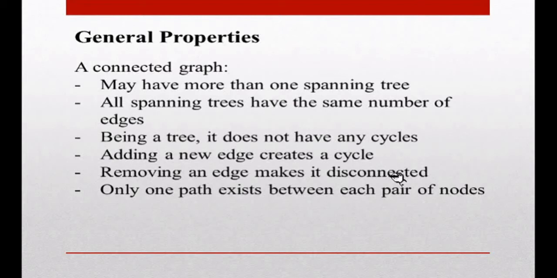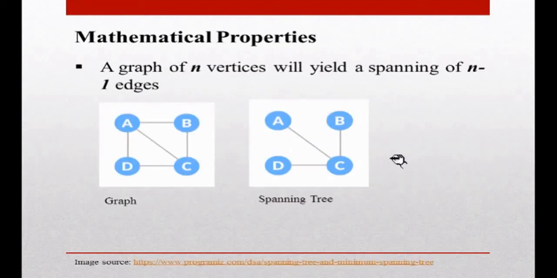And only one path exists between each pair of vertices. Obviously, that is the basic property of a tree. So the same thing applies even to spanning trees. So these are the mathematical properties. A graph with n vertices will yield a spanning tree of n minus 1 edges. This is a bit intuitive, but let's look at this with an example.